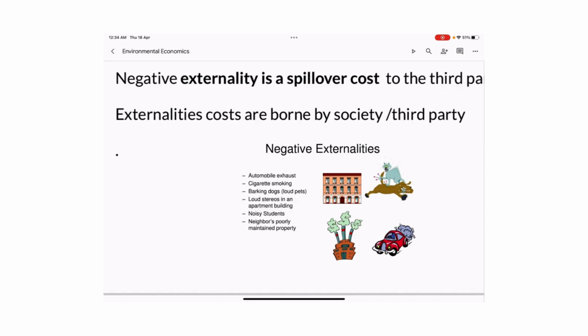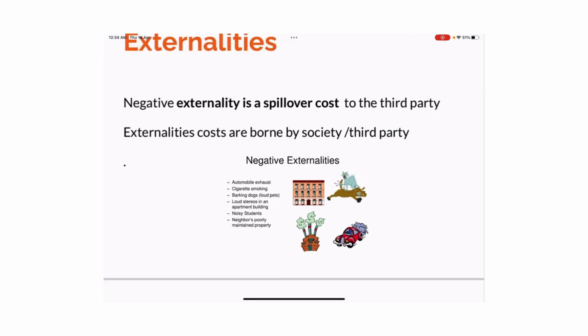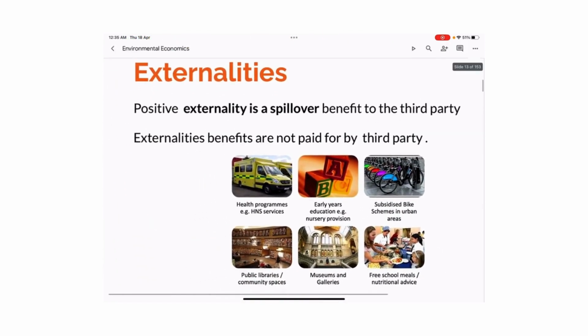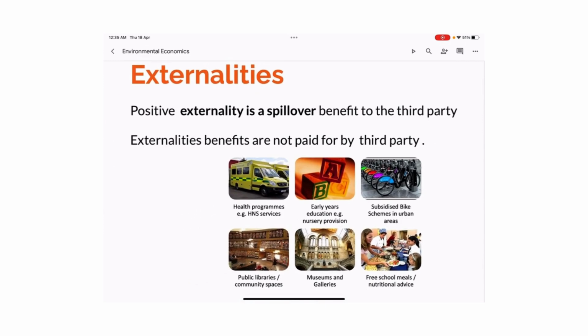So, negative externality is a spillover cost to the third party. Because we are talking about economics, we need to talk in terms of money. So, if I want to quantify that negative externality, or define it in terms of money, it is a spillover cost to the third party, and these costs are borne by the society, by the third party. This is the negative externality. And one can also figure out what a positive externality is, because then it is a spillover benefit to the society.